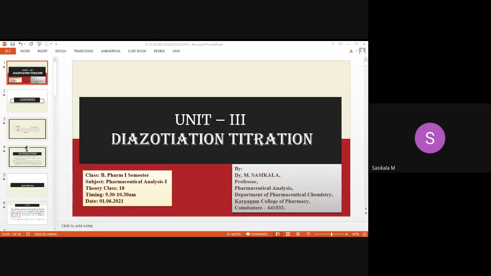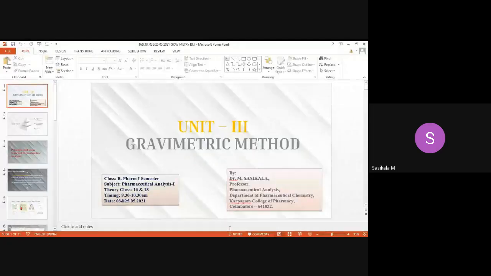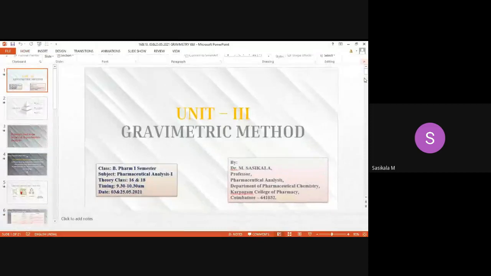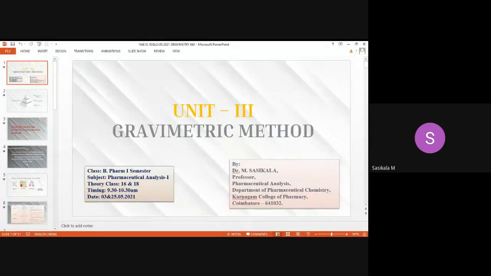So before that, if you want, let's revise once again the slides, what we have seen for gravimetry. Then we'll move on to the next topic, diazotization titration. Just wait. I will present gravimetry once again so that all will recollect the points. Then we'll move on to the next topic. Okay. So in gravimetry, hope you can find the presentation slide of gravimetric method.